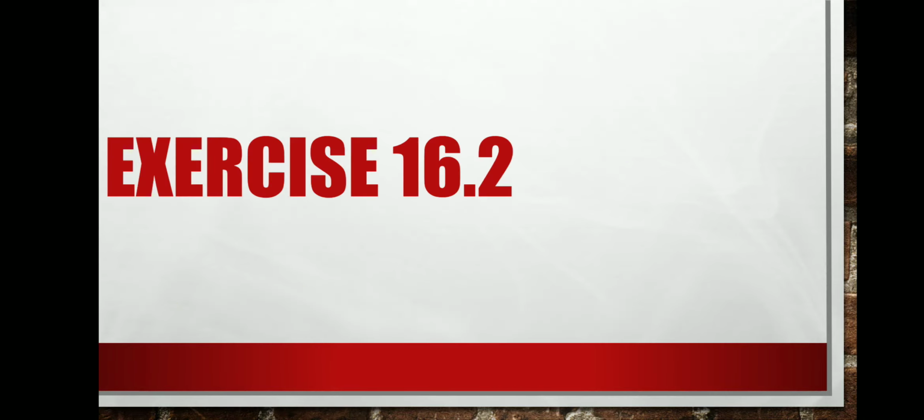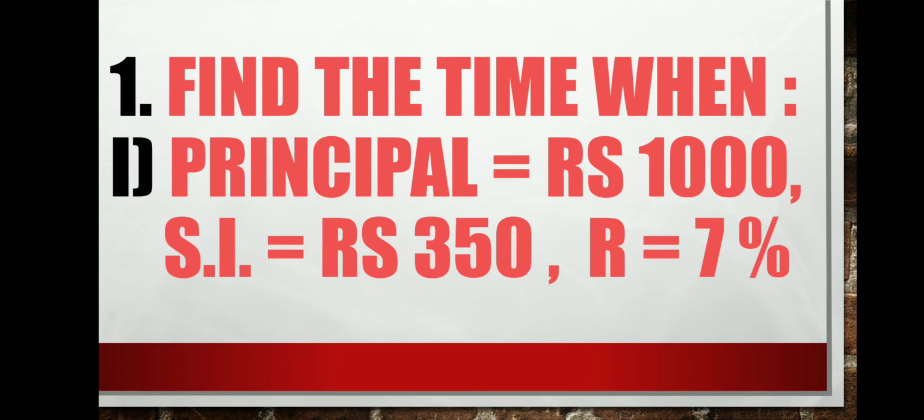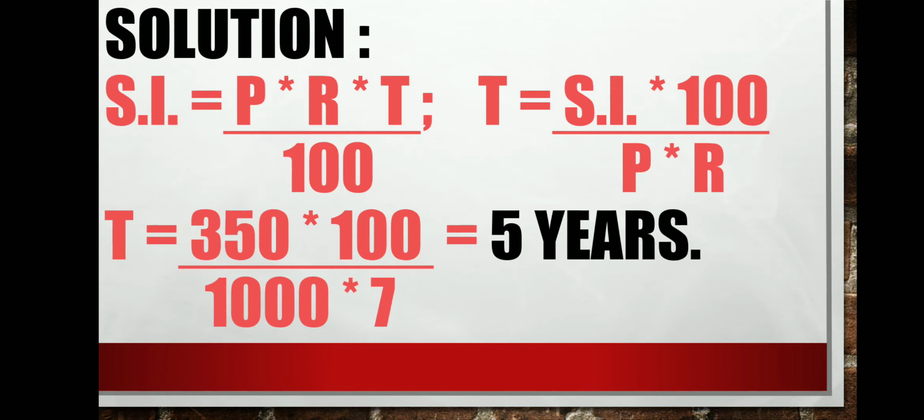Now let us do exercise 16.2. Question number 1. Find the time when principal is rupees 1000, SI is rupees 350 and rate is 7. So principal, SI and rate are given, and we have to find out the time. We'll again use the same sub formula derived from the main formula. T equals SI into 100 divided by P into R. 350 into 100 divided by 1000 into 7, that comes to 5 years. That is the time. Let me show the working.